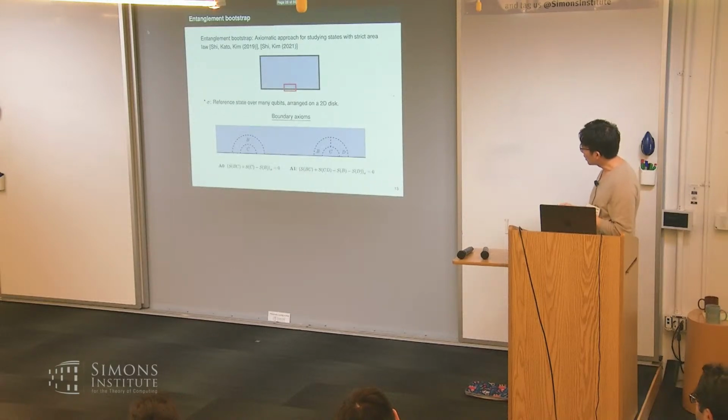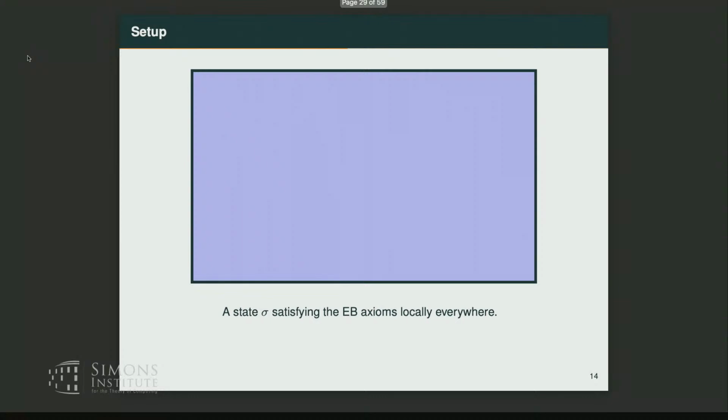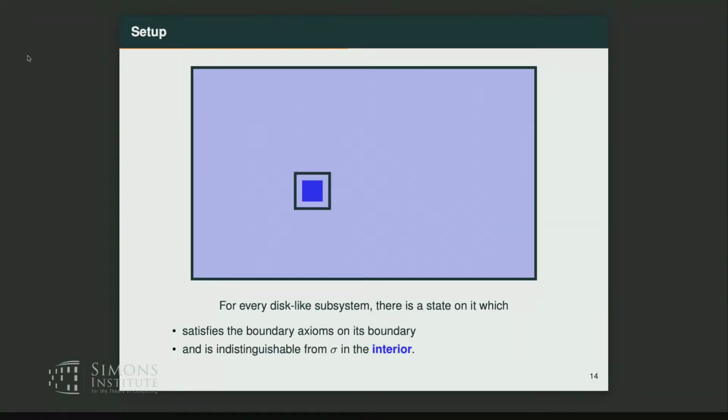Good. And you can also consider systems that are near this boundary, and there you get similar assumptions. So basically, from these assumptions, we want to somehow arrive at this string net wave function. Let me say one more thing about the setup. The additional assumption that we make is that, as I said before, we have this state that satisfies these axioms locally everywhere. But on top of that, we can consider some disk-like subsystem in the interior. I'm going to assume that for every such disk-like subsystem, which is still finite size, there's a state on this thing such that it satisfies the same axioms, but now you have this boundary. And on the boundary, it still satisfies the boundary axiom. But in the interior, this darker blue region, it matches the original state sigma on that region.